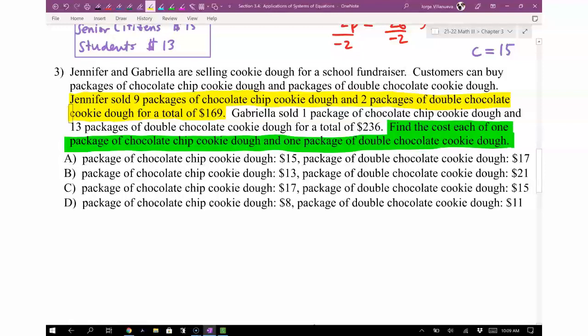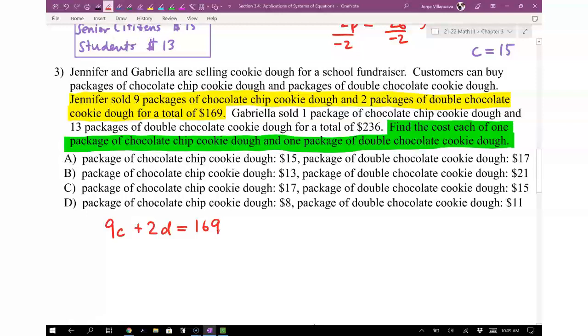So let's write the first one, and then let's see if you guys can give me the second one. 9 packages of chocolate chip cookie dough, so 9C, and 2 packages of double chocolate cookie dough, plus 2D, and the total was 169. All right, so there's my first equation. Again, I know word problems are tough, but if you break them down little by little, they're actually pretty easy to do. You just read the sentence and write out what you see.